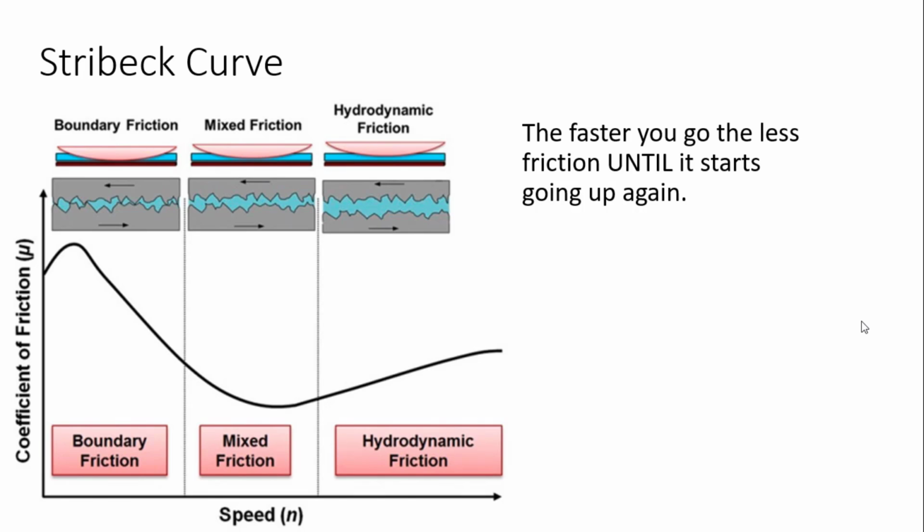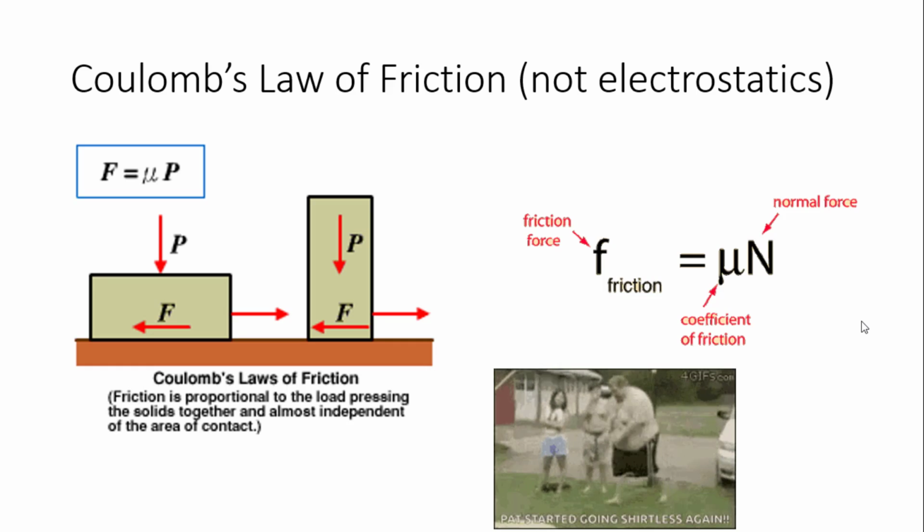Basically, the lower that is, the more slippery it is, until it hits a certain speed, and then you hit that hydrodynamic effect, and the friction gets higher again. It's not linear. This is called the Stribeck curve.